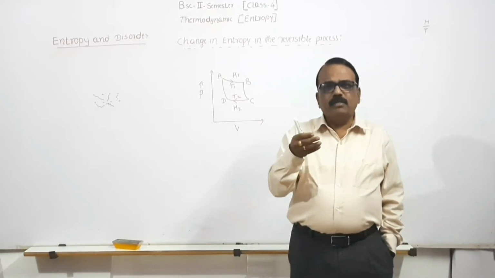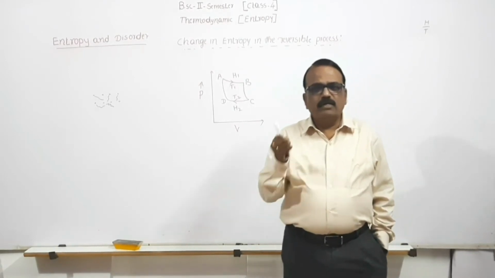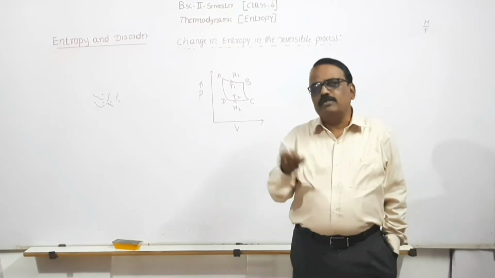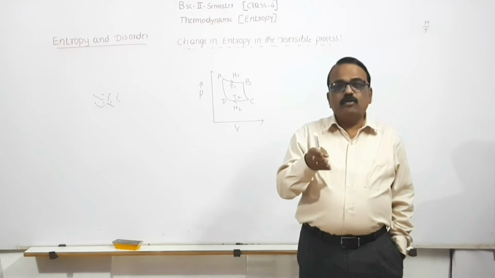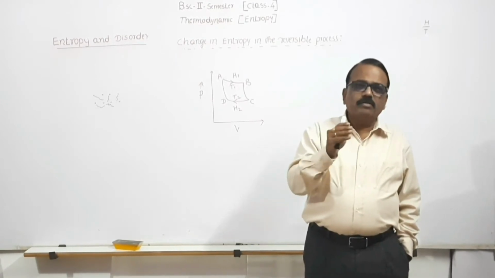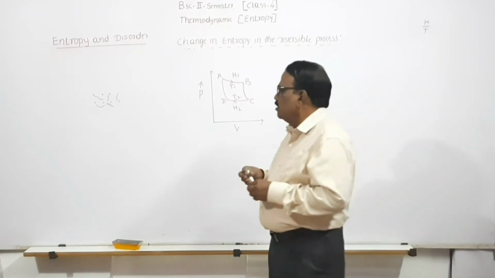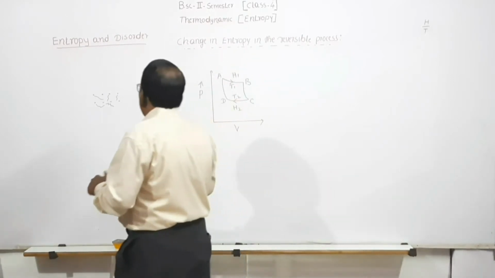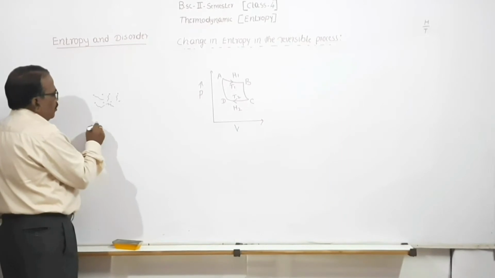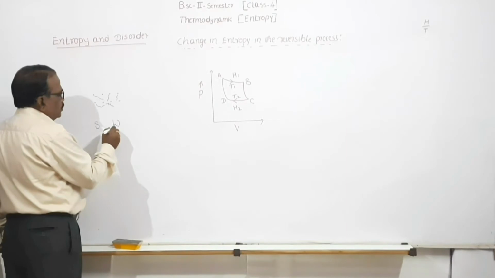entropy is the measurement of disorderness of a system, correct? As you know, the temperature is the measurement of degree of hotness and coldness. Entropy is the measurement of disorderness of a system. Then Boltzmann gave the relation between entropy and disorderness.